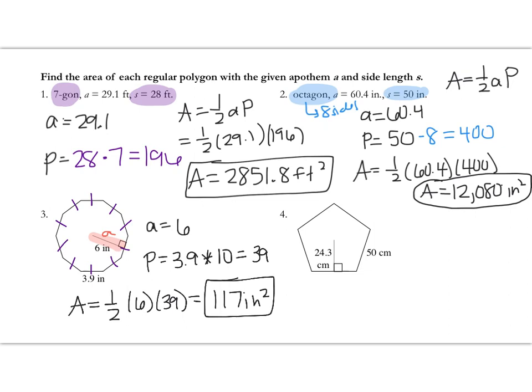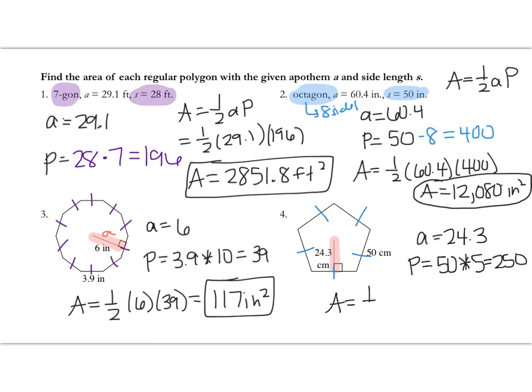Number 4 has some bigger numbers, so this is just going to come out to be a bigger answer. The apothem is that line that's going perpendicular to the side. I know my apothem is 24.3, and then to find the perimeter, I have to take the side length, which is 50, and multiply it by how many sides we have right now. There are 1, 2, 3, 4, 5 sides. So it's 50 times 5, which is 250.